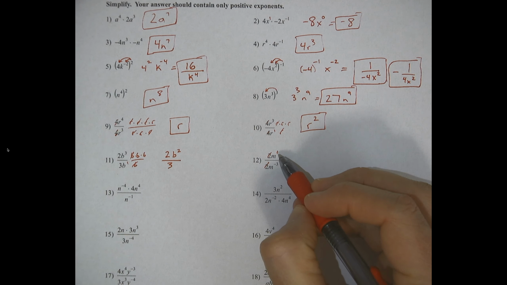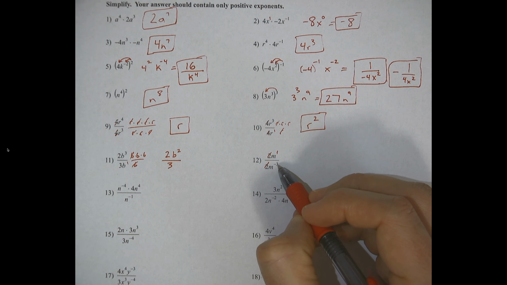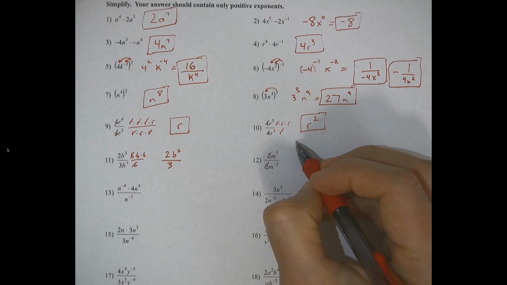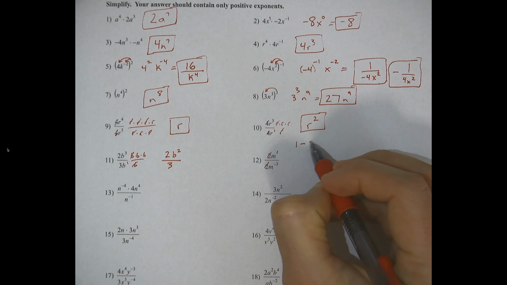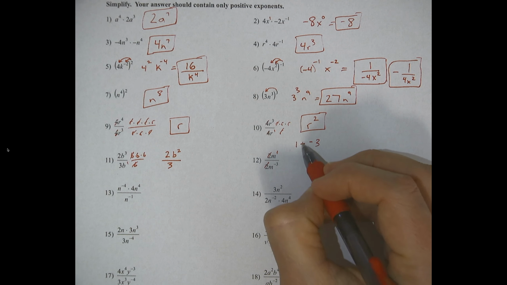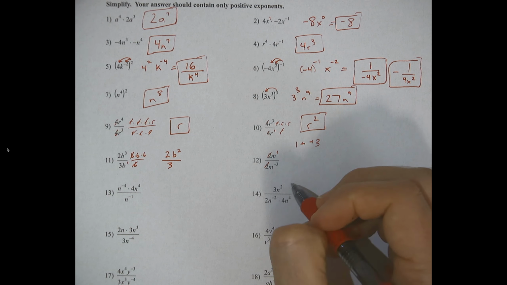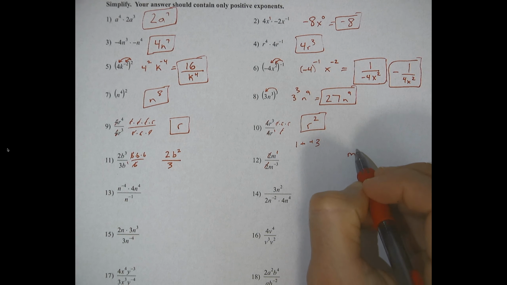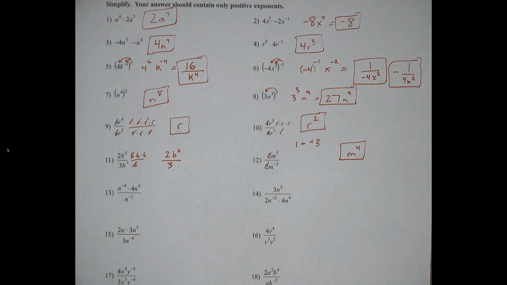First of all, if I'm going to use my quotient rule, I'm subtracting. So looking at these numbers, it's 1 minus negative 3. If I subtract my exponent, well, that goes plus plus. And so 1 minus negative 3 is 4. So my final answer is m to the 4th power. For some of you, you look at that and go, great, makes sense, easy, no problem.